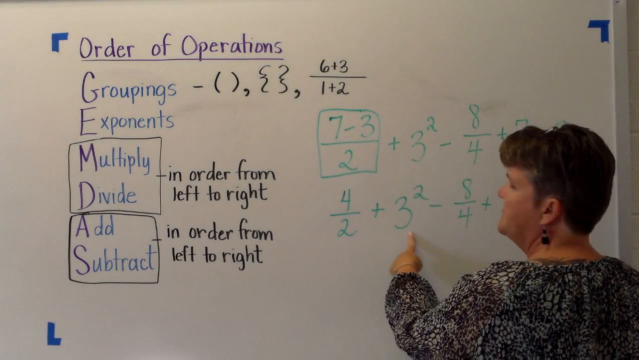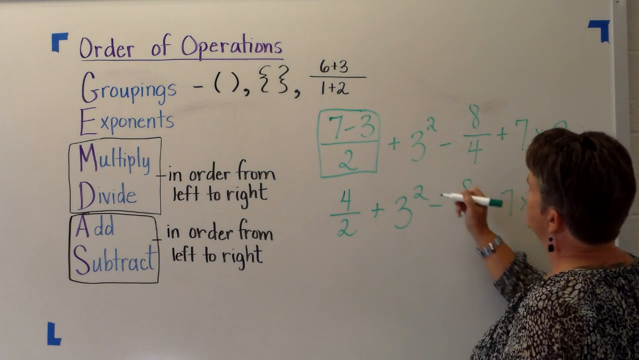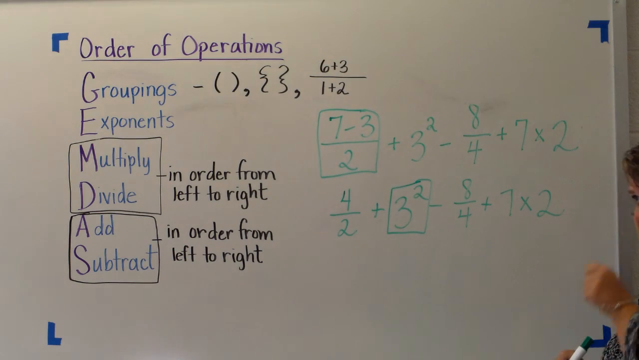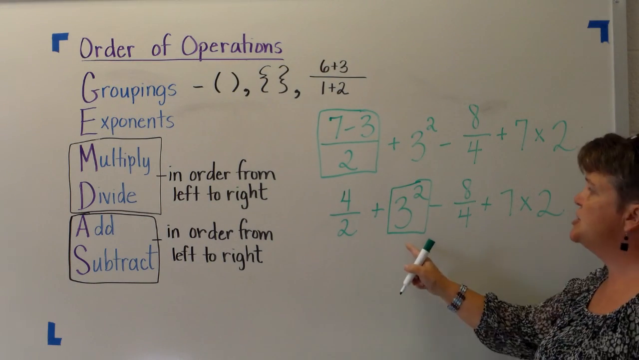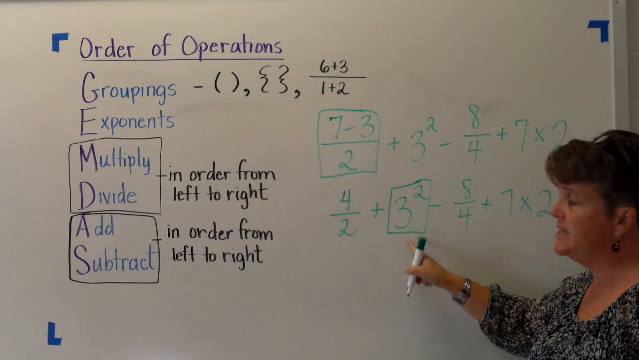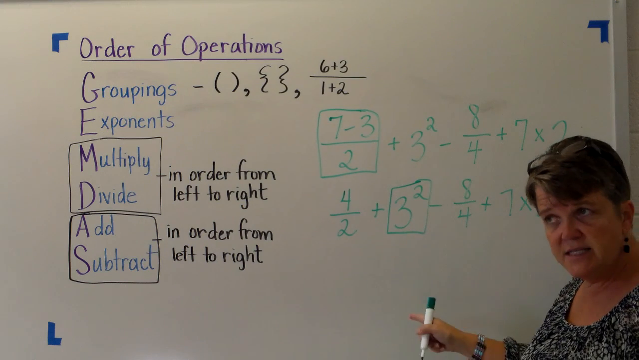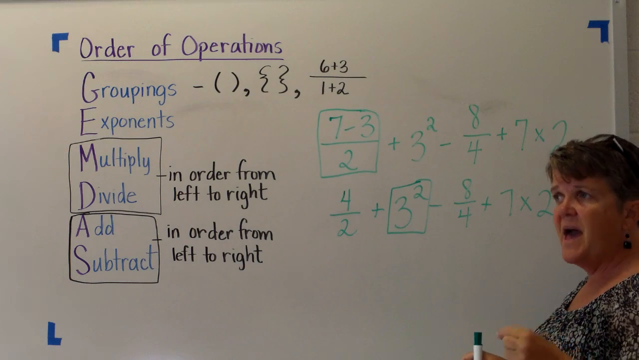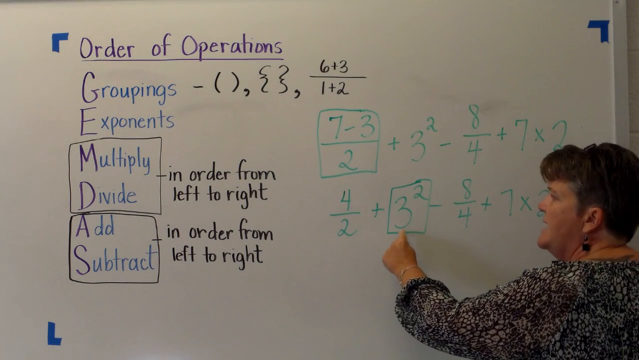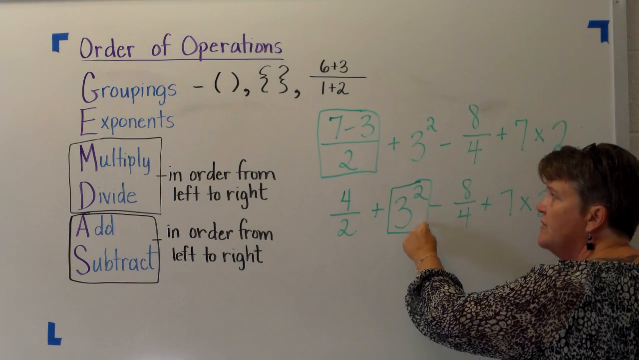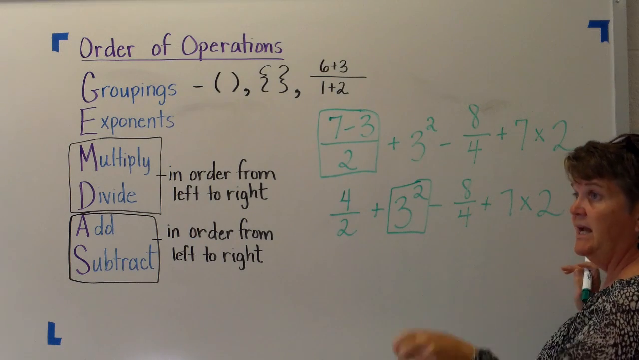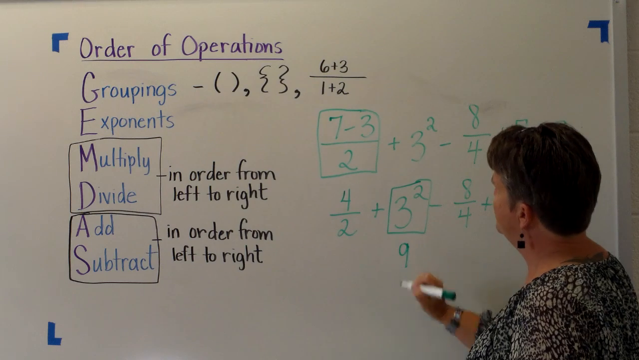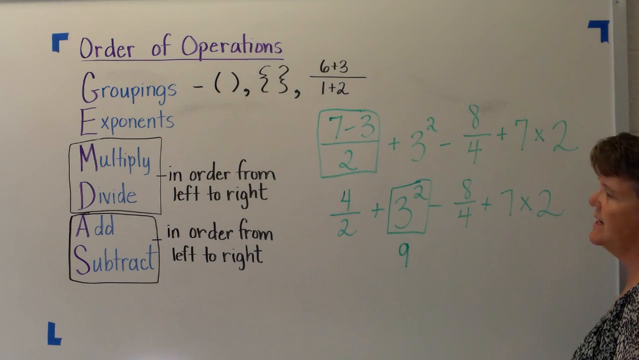Exponents, there's an exponent. 3 to the second power. So I'm going to put a box around 3 to the second power. By now we should know this is not 3 times 2. You tested on it. This is not 3 times 2. Mathematically, it is the base 3 times itself twice. So 3 times 3 is how much? I hope you're saying 9. Directly under the box, I'm writing 9.